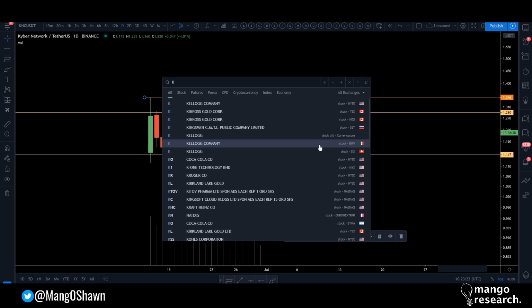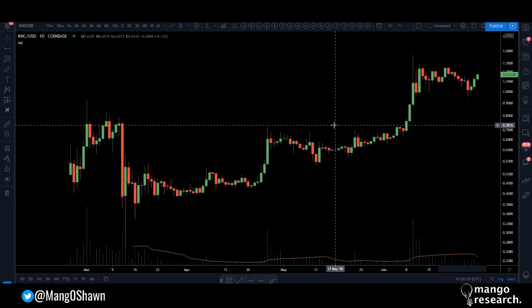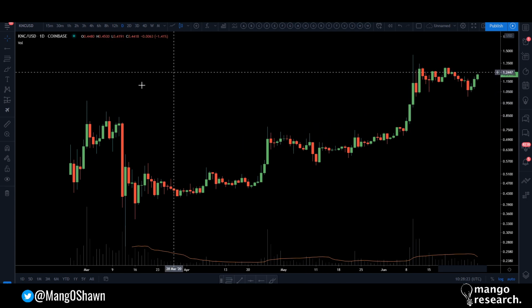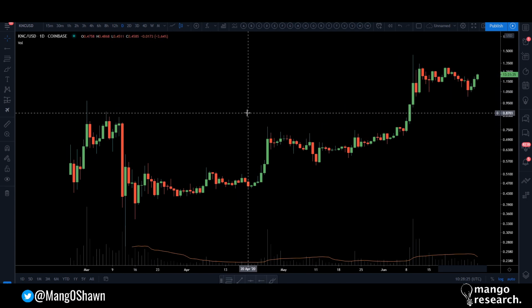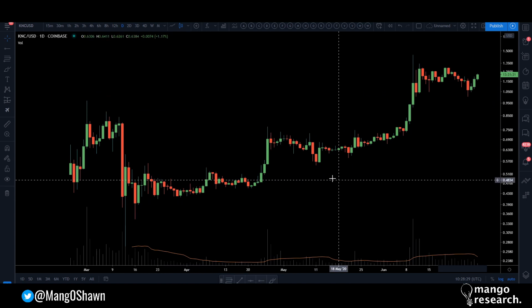Am I missing something? What chart should I be looking at? Binance USD, Binance Tether. This is it. Coinbase. Let's go ahead and pull up Coinbase. Alright, here we are, guys. KNC USD on Coinbase. I was typing that a bit wrong. My apologies for that. But hey, there's more price history here, so we can actually go ahead and do some TA on this.